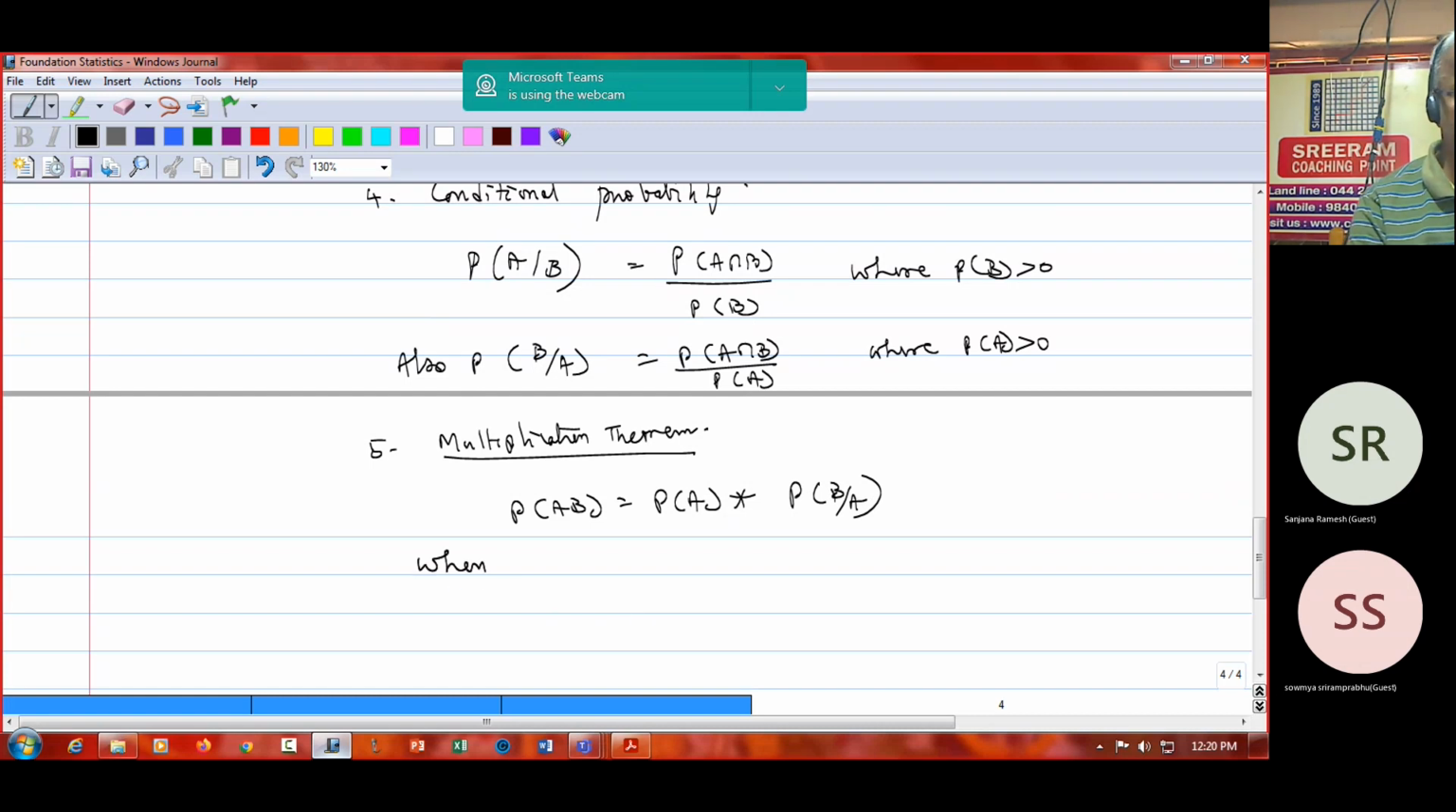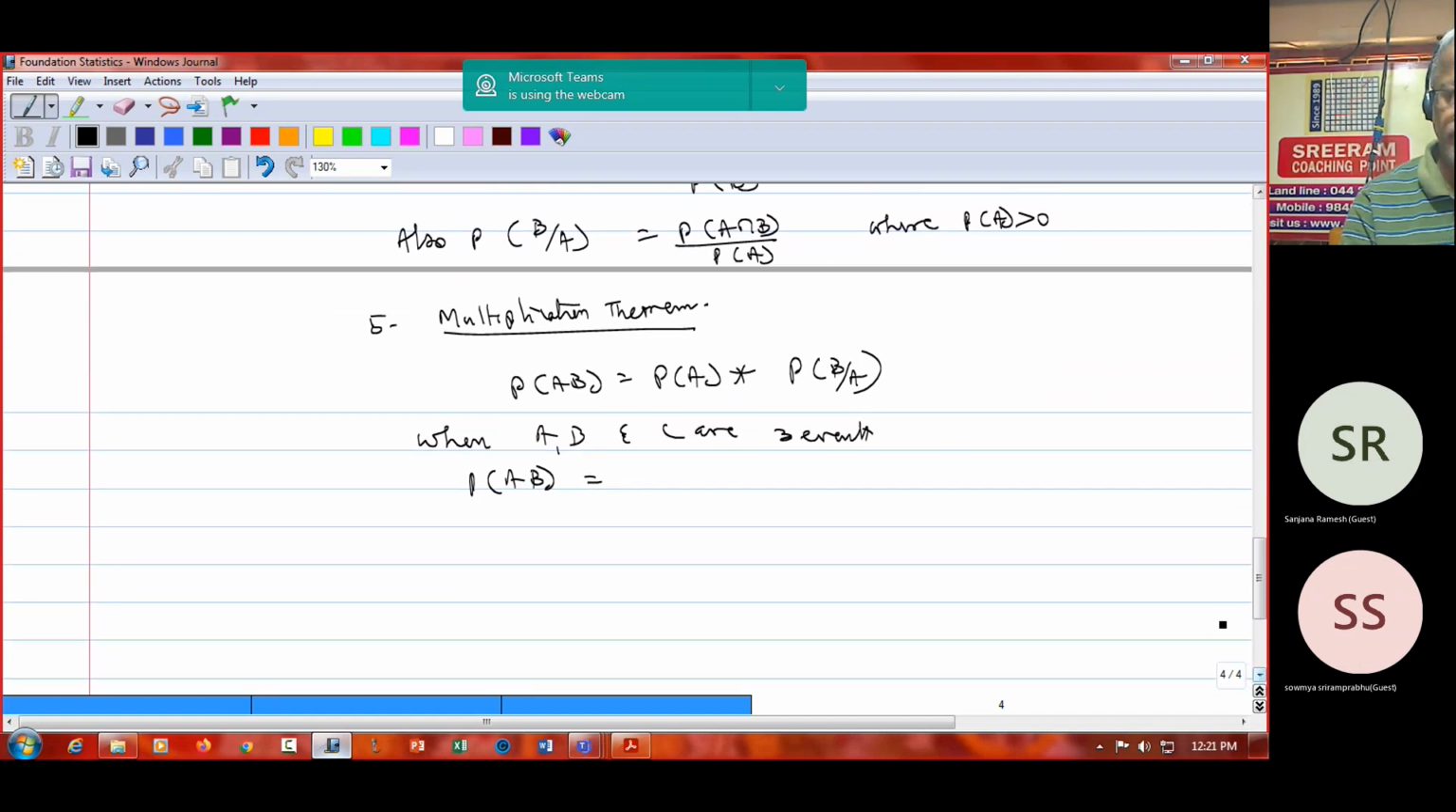When A, B and C are 3 events, there is probability of ABC. I will explain it a little later. So what is this? Multiplication theorem.